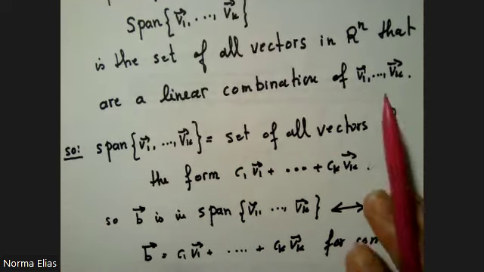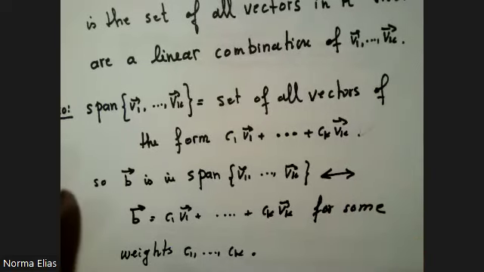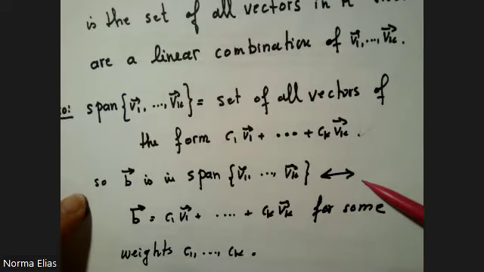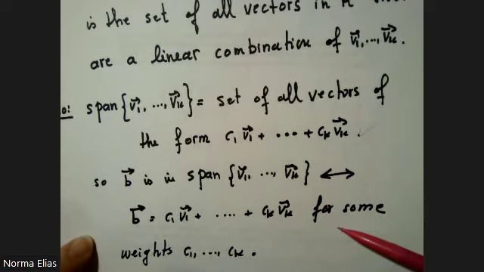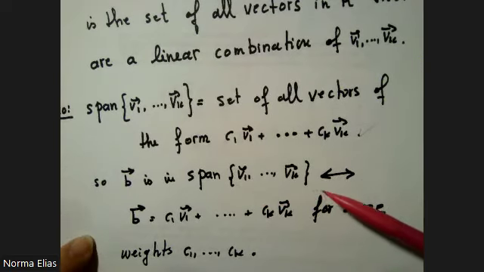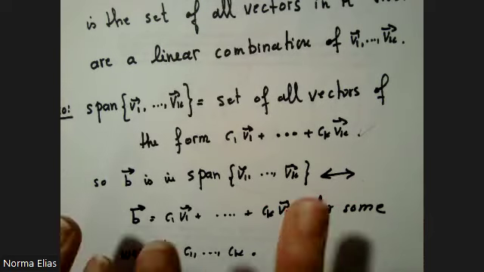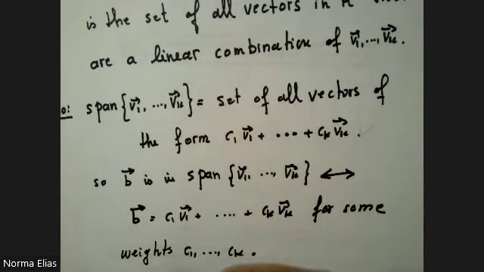So what does it mean for a vector to be in the span? A vector B being in the span means that B is a combination of those vectors. So I take two vectors and I take everything that I can get as a linear combination. I call those the span of those two vectors. Okay, so let us do an example of that.